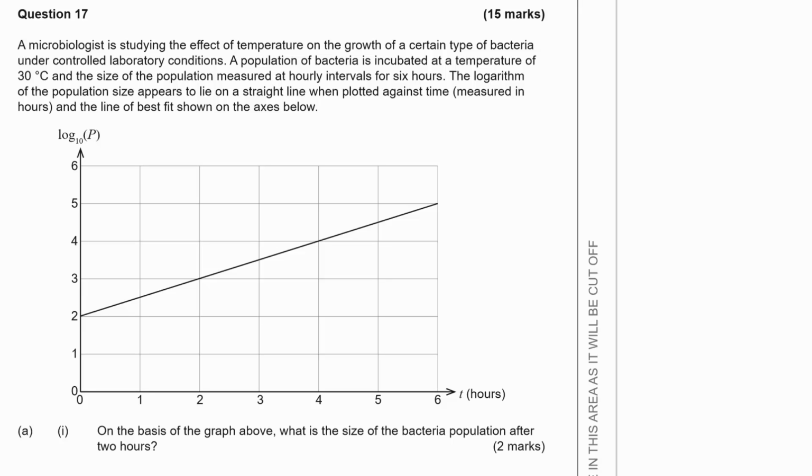A microbiologist is studying the effect of temperature on the growth of a certain type of bacteria under controlled laboratory conditions. A population of bacteria is incubated at a temperature of 30 degrees Celsius, and the size of the population is measured at hourly intervals for 6 hours. So we can see time is in hours here. The logarithm of the population size appears to lie on a straight line when plotted against time, measured in hours, and the line of best fit is shown on the axis below.